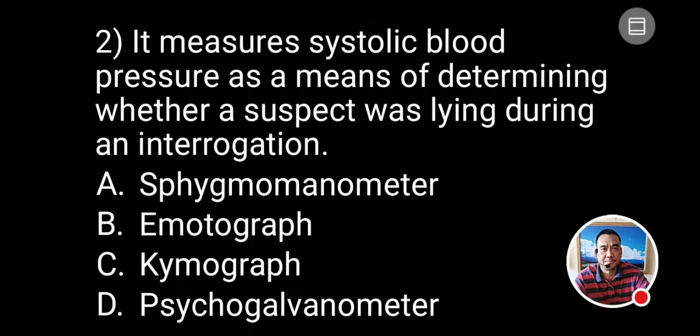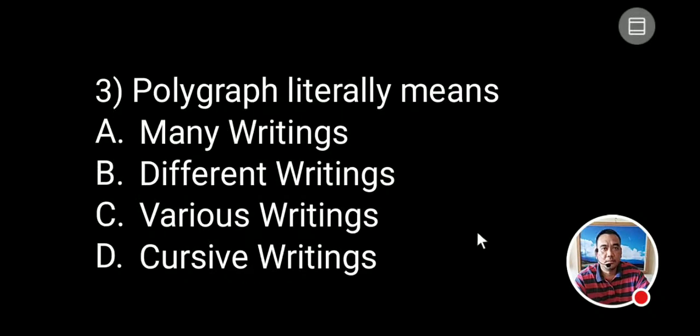Number 3. Polygraph literally means letter A, many writings. Letter B, different writings. Letter C, various writings. Or letter D, cursive writings. Polygraph literally means many writings, different writings, various writings, or cursive writings.